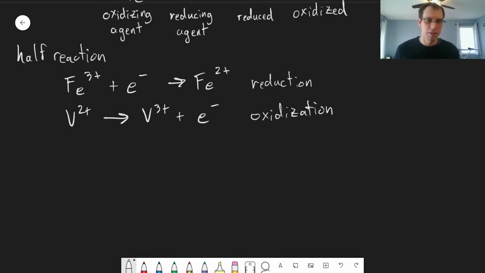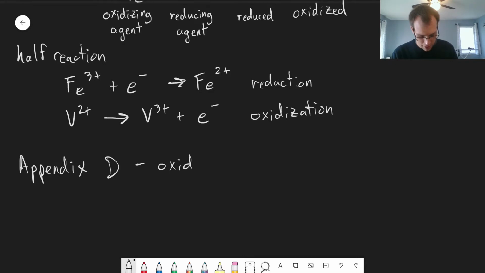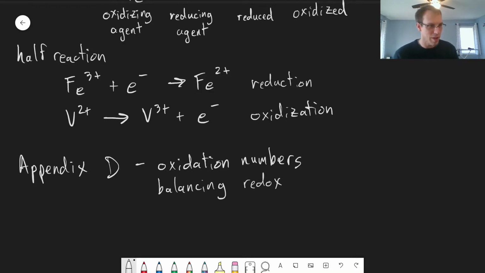Before we move on to talking about the different types of electrical measurements that we're going to be looking at, I just want to briefly mention Appendix D in your textbook is an excellent resource. If you're rusty on oxidation numbers and how to find oxidation numbers for different compounds, and also balancing redox reactions, which can be a little tricky, not as simple as balancing most reactions, go to Appendix D.